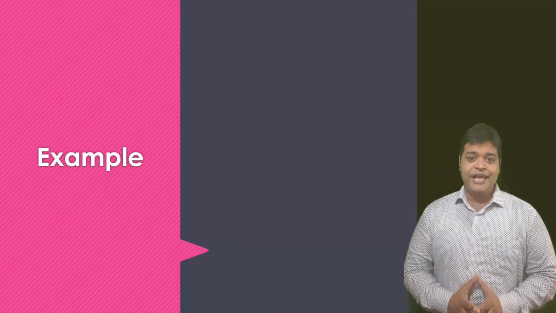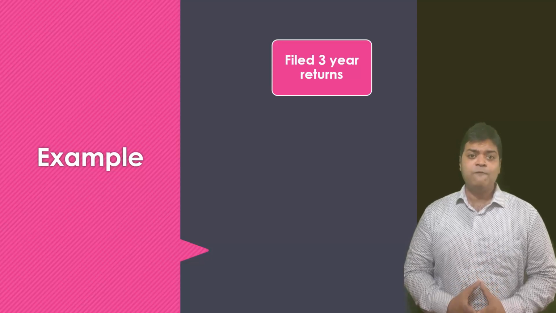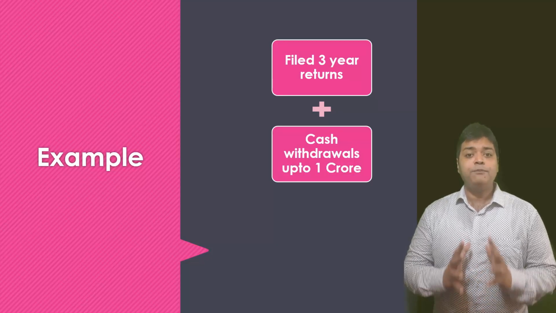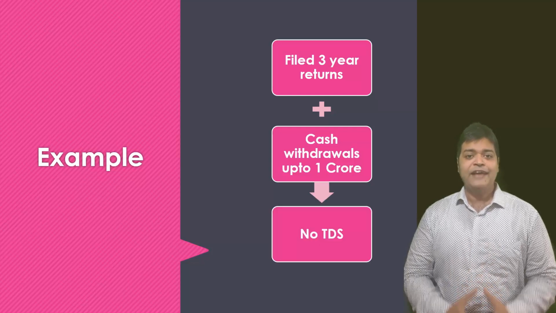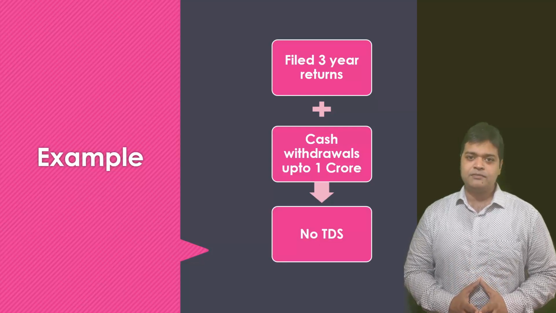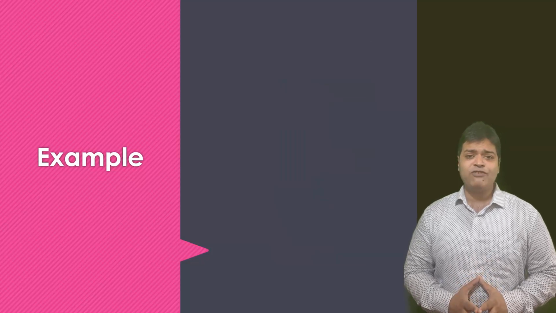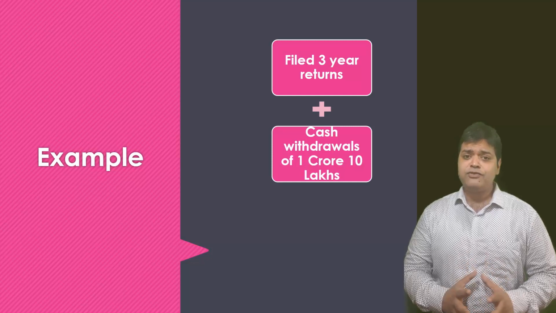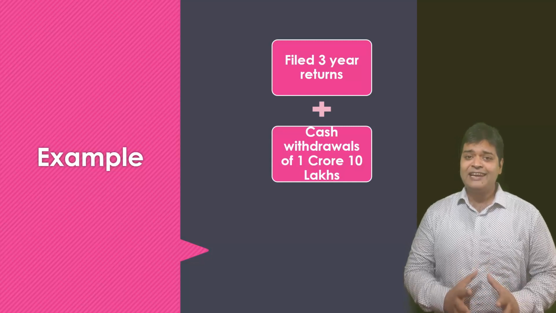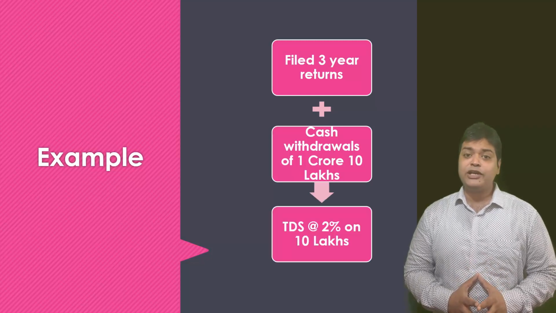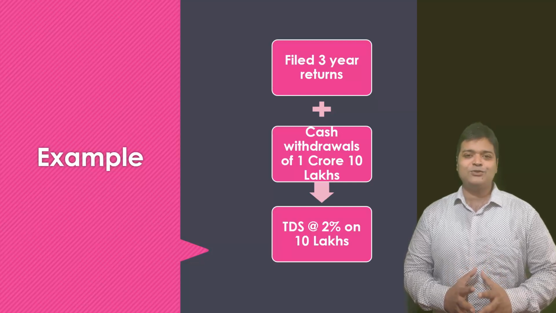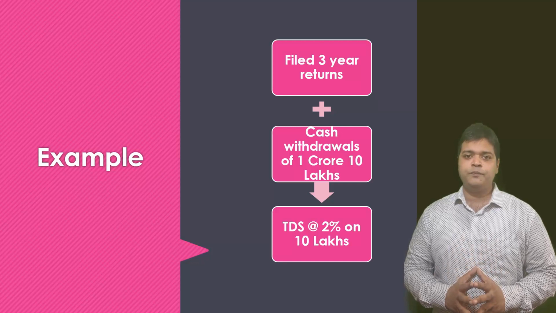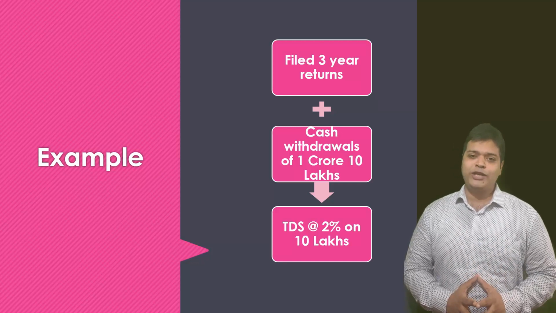For example, if Mr. X has filed returns for last 3 years and if he has made cash withdrawals up to rupees 1 crore, then no TDS will be applicable. In case Mr. X has filed returns in last 3 years and he has made cash withdrawals of rupees 1 crore 10 lakhs, TDS shall be deducted at the rate of 2% on 10 lakhs only. That is the sum over and above 1 crore and not on 1 crore 10 lakhs.